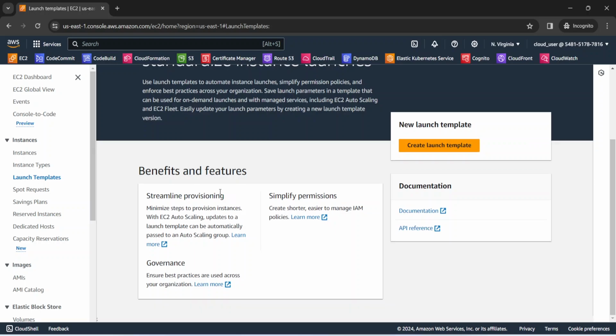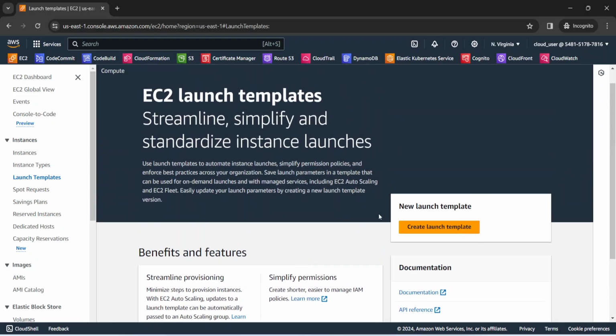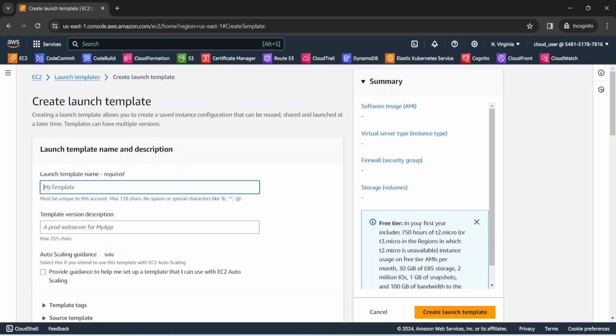The benefits are streamlined provisioning. It minimizes steps to provision instances with EC2 Auto Scaling. Updates to a launch template can be automatically passed into an Auto Scaling group. Also, it simplifies permissions and ensures governance. So we'll proceed with our steps. I'll hit Create launch template.